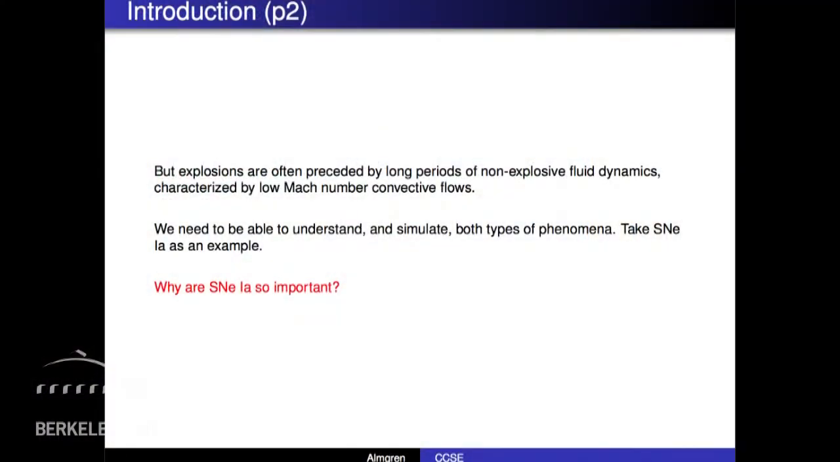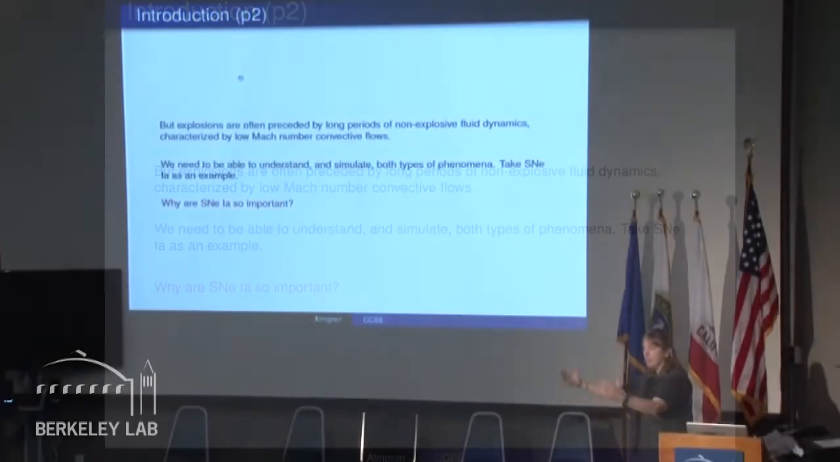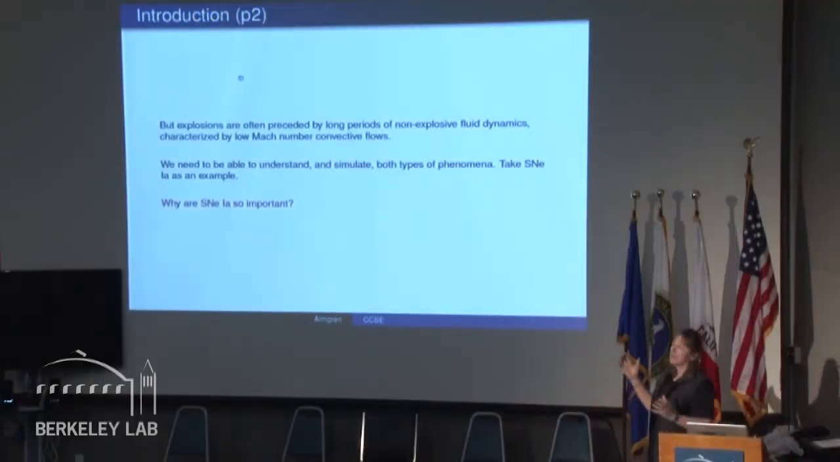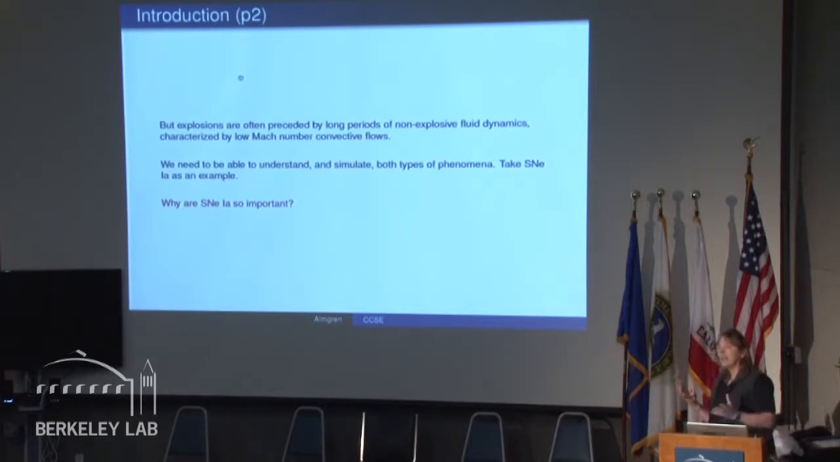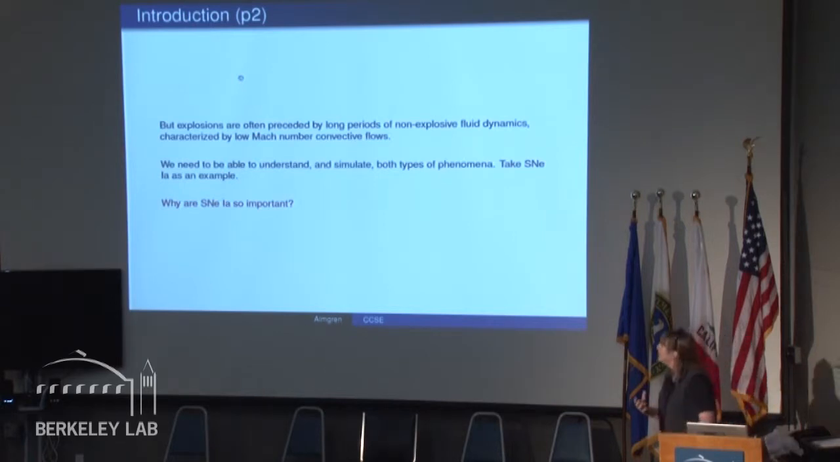So why would I use a low Mach number code, a code that is designed to model things that move slowly? The answer is that explosions don't come out of nowhere. There's this build-up period. Something gets the star to the point of exploding, and so there are long periods of very non-explosive fluid dynamics. Those are characterized by low Mach number flows. They're convective flows, which means what you care about is the fluid motion, as opposed to the acoustics, the sound waves rattling around. It turns out that we actually care about what happens before the explosions. It sets the initial conditions, and so we need to be able to understand and simulate both types.